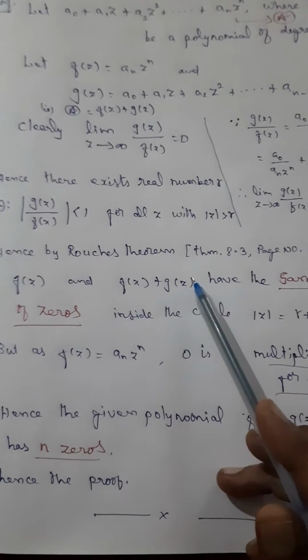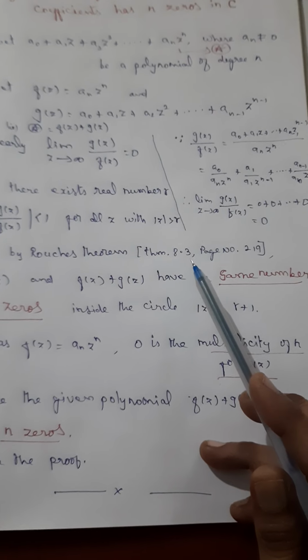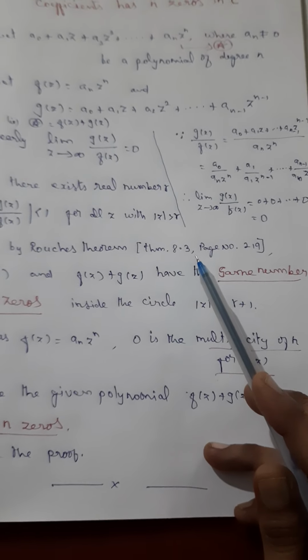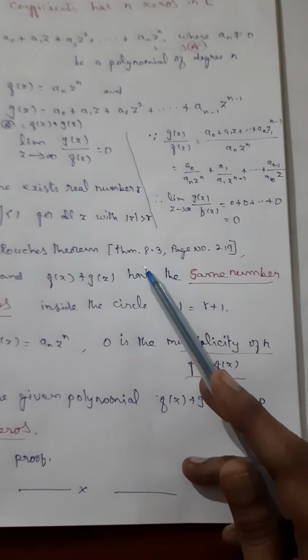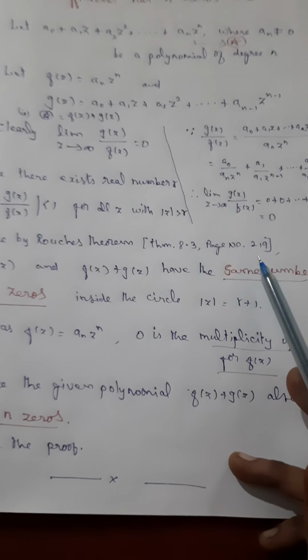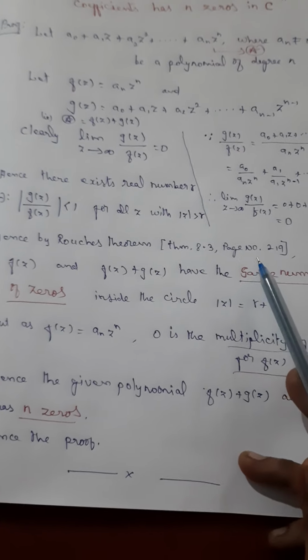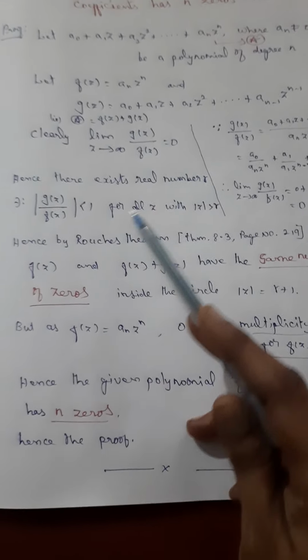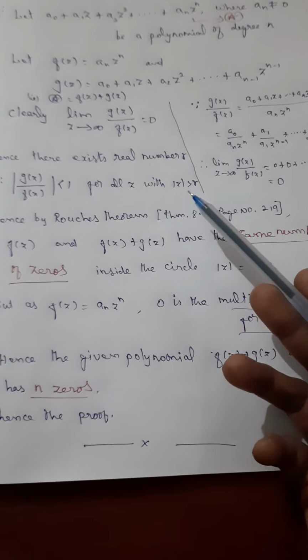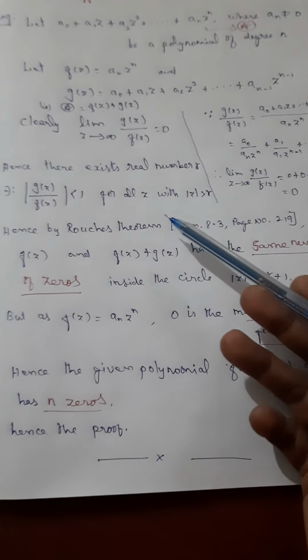Hence, by the Rouche theorem. I have already sent you a YouTube explanation so that you will be familiar with that. If not, then you go through it. It is a previous theorem for this one, theorem 8.3. Go through that once or twice, then you can compare and analyze how we are applying it here. Okay. So to apply the Rouche theorem, everything is satisfied.